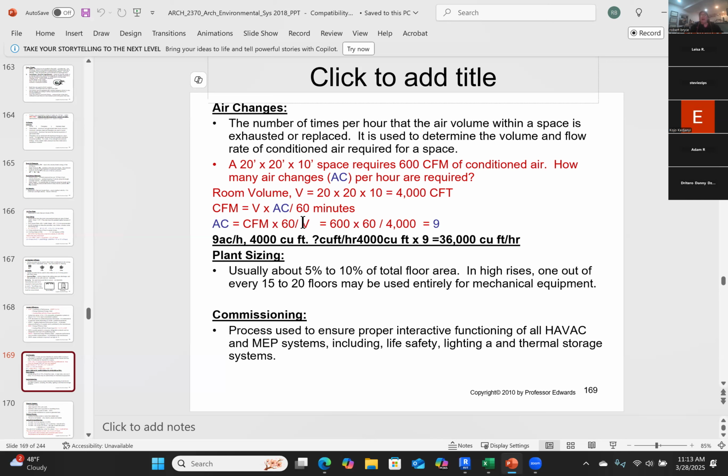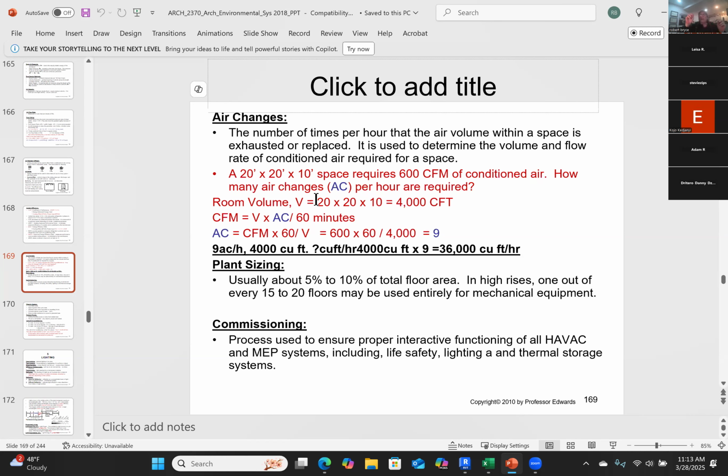Okay, so I think you're going to see some of that on your midterm. What's the air changes per hour? Just make sure to convert cubic feet per minute to cubic feet per hour. How do we do that? We multiply it times 60. Then we have our cubic feet, and we divide that by our volume, and that will tell us how many air changes per hour we need to have.